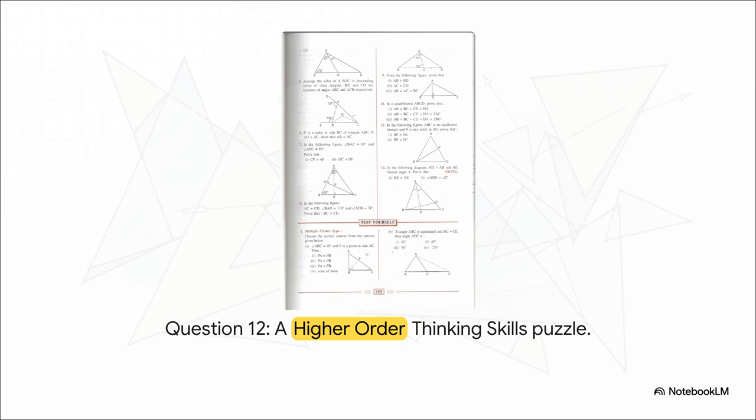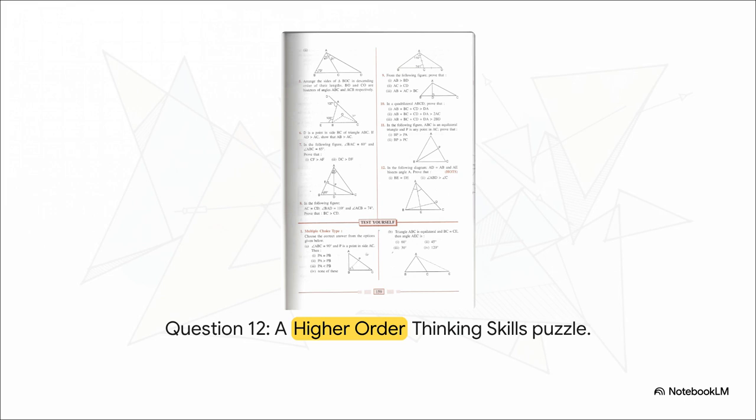Now, before we wrap up, I want to challenge you with one final test of your newly equipped toolkit. Consider this higher-order thinking skills puzzle. Question 12 from the text. You have a 4-sided shape, quadrilateral ABCD. You're told AB is the shortest side overall, and DC is the longest side overall. Without a single number provided, you have to prove that angle B is greater than angle D.